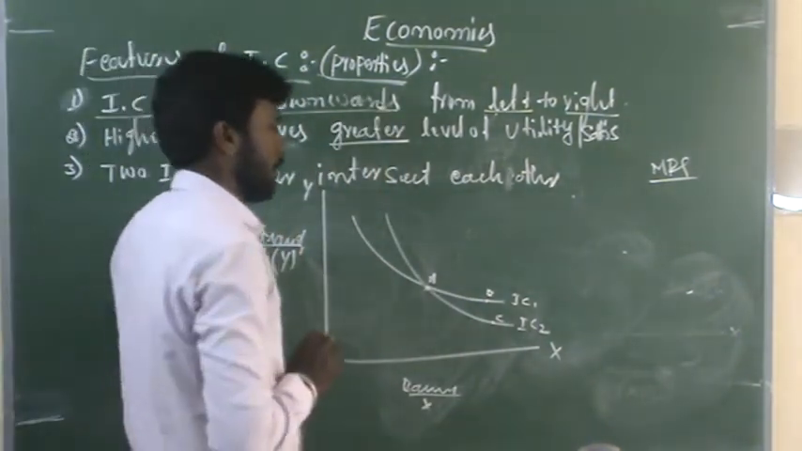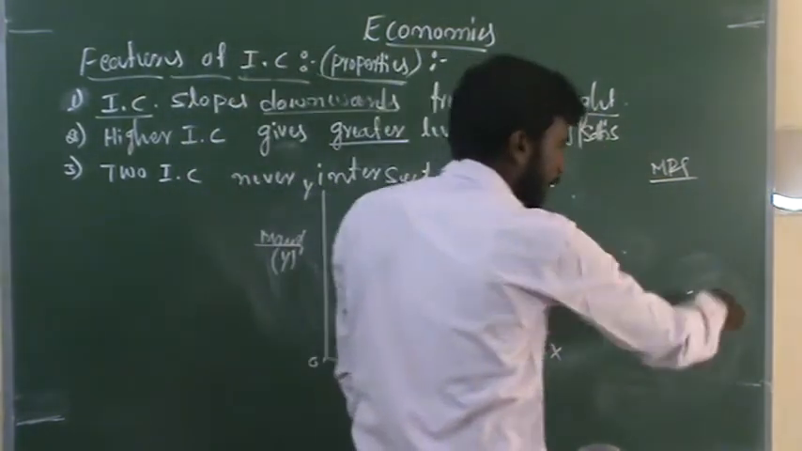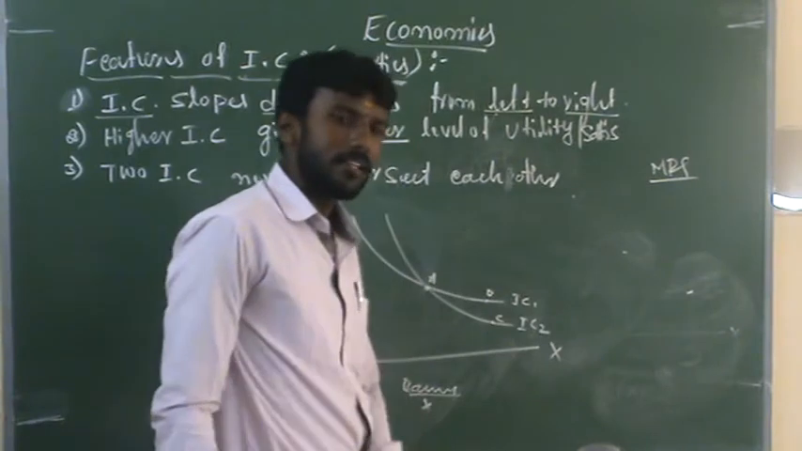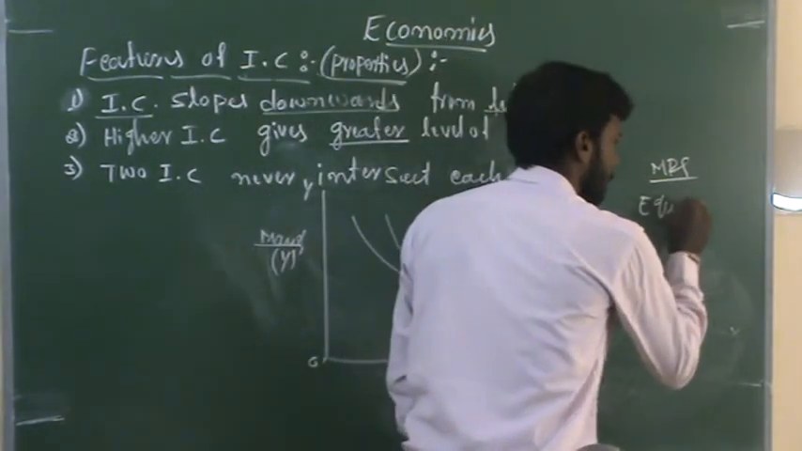That is, now see, according to economics, when two curves intersect, that intersection point we are going to consider as what? That means equilibrium, right.